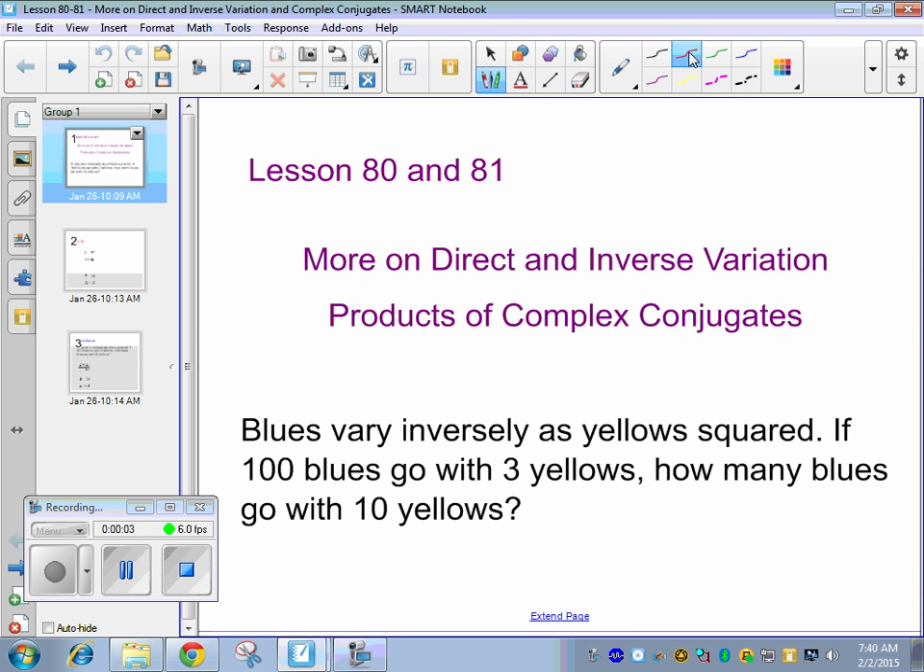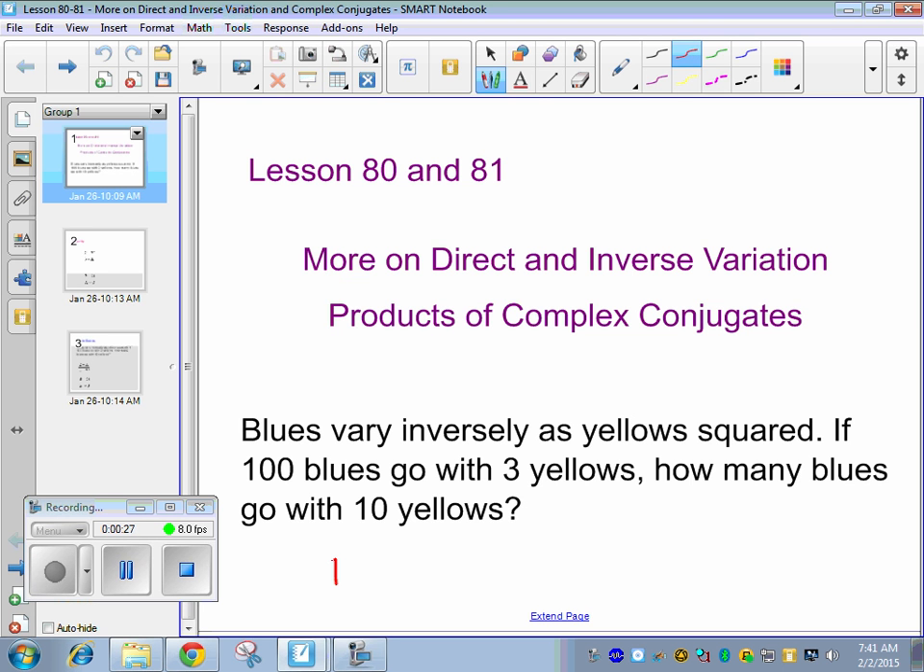You did do these in Algebra 1, plus it's the same thing we've done except they're squaring a variable or cubing a variable or something, okay? So blues vary inversely as yellows squared. So that tells you what formula to write. Inverse variation is k divided by a variable, right? It's always division for inverse.